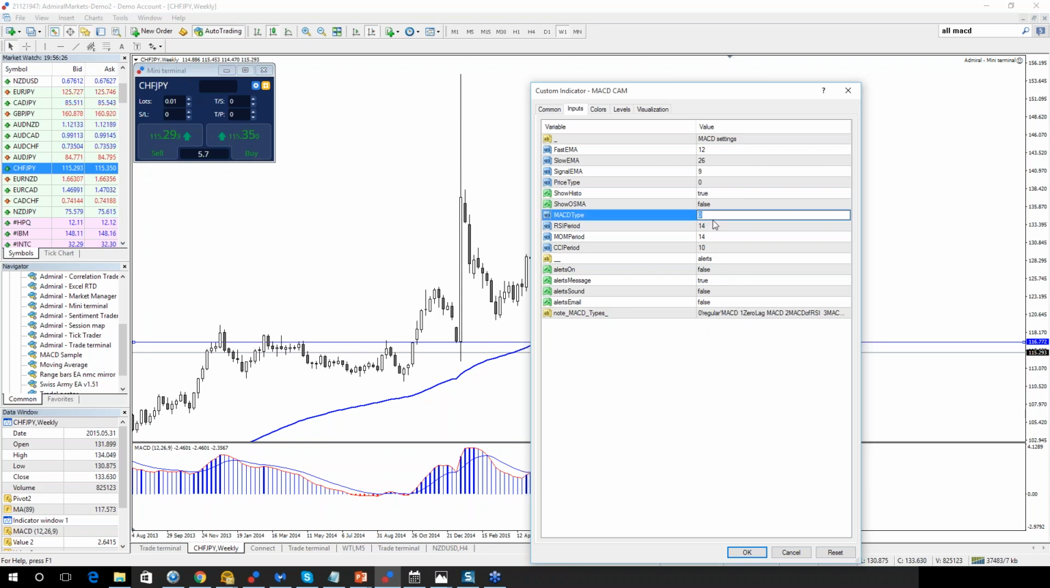If you leave it here, it's regular. If you place one, this will be zero lag MACD. I always use regular MACD. Don't mess with this. I usually leave it as it is. So it's default MACD. Yes, MACD type is regular if you leave it on zero. If you put one, it will be zero lag. If you put two, that will be MACD of RSI. So leave it as it is. Usually best to leave it as it is.